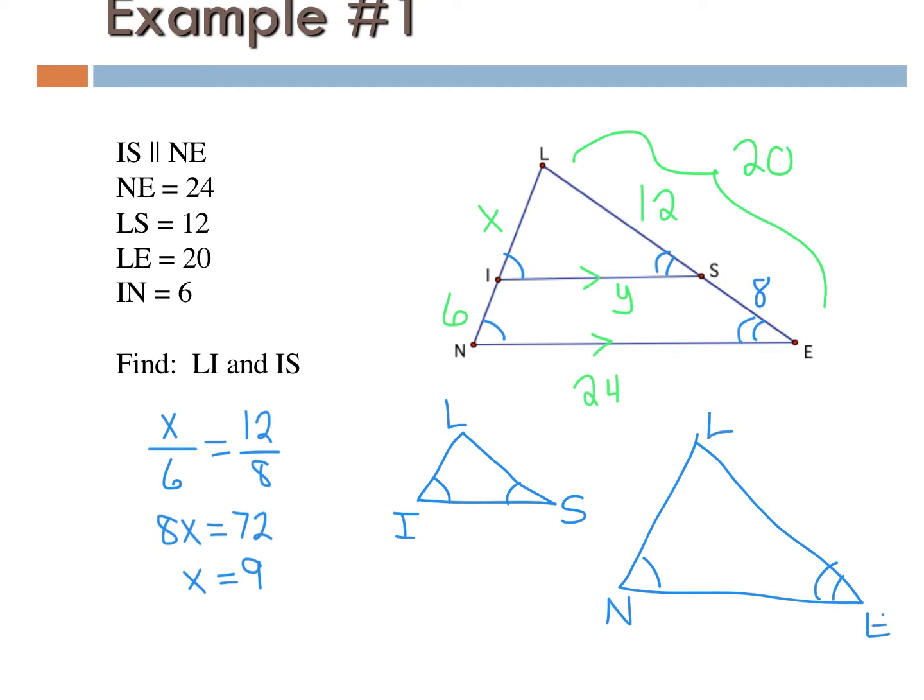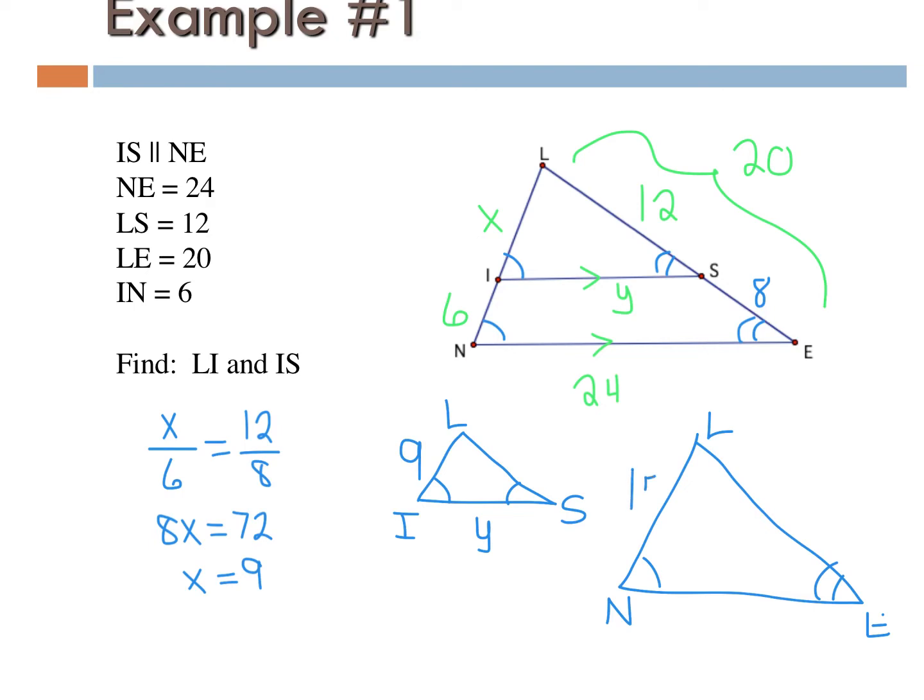Okay, so let's fill in what we know. We are looking for IS, that is y. For the bigger triangle, NE is 24. For the smaller triangle, LI, since I found x is 9, this side is 9, and LS is 12.